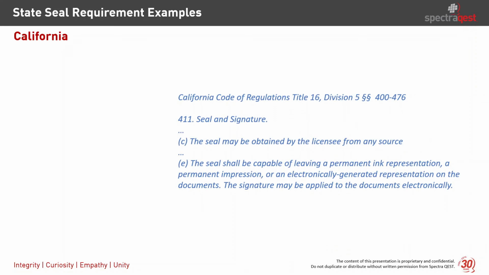The California Code of Regulations states that the seal may be obtained from any source and shall be capable of leaving a representation or an electronically generated representation on the document. This is actually quite lax, and it means that a simple image of the seal is sufficient.